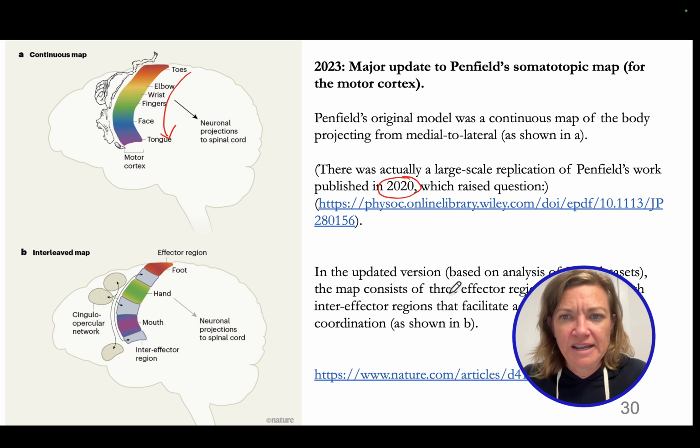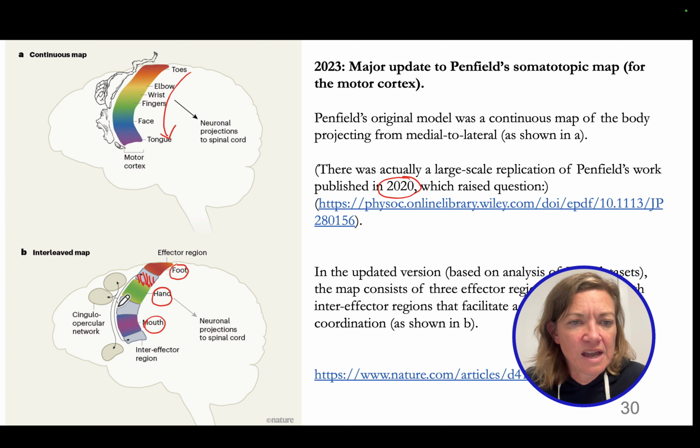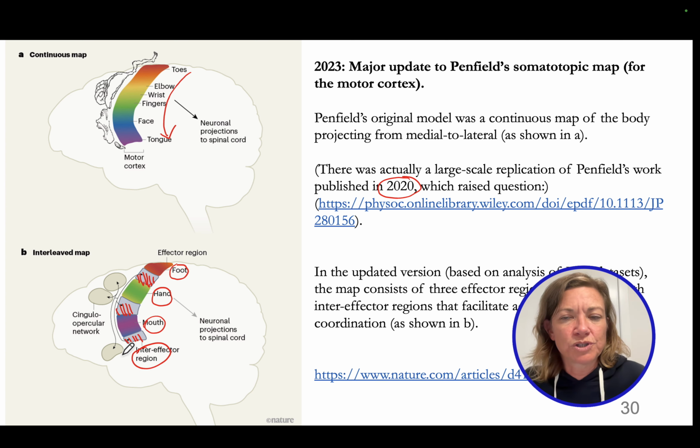In 2023, this is the updated version of the map. It's produced from analysis of MRI data sets, both of humans and non-human primates. What the authors found is the map has the same general organization. If we break this up, the effector regions are still foot is medial, hand is middle, and mouth and face are still lateral. That's still true. But interspersed between these effector regions are interleaved inter-effector regions. That's what's shown in blue.